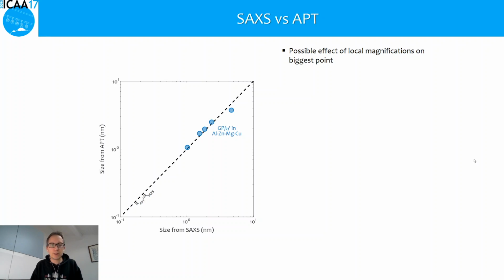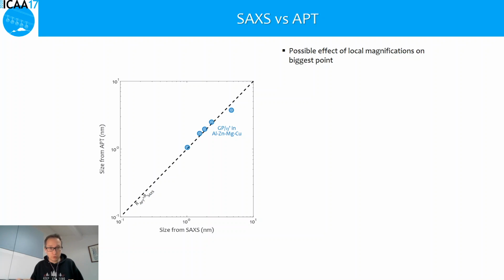And you see that for these aluminum zinc magnesium alloys that we've shown previously, they all line up very nicely on the diagonal, except for the larger one. We have already discussed this. So it means that we have a very good agreement. So that's nice.